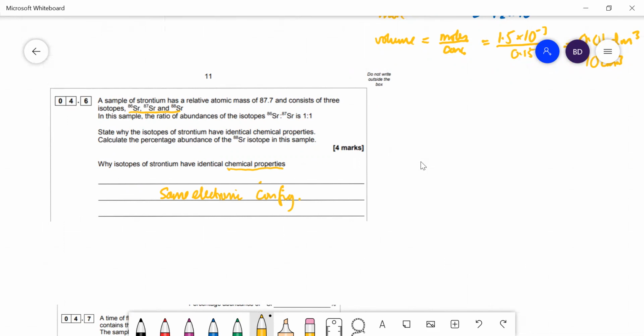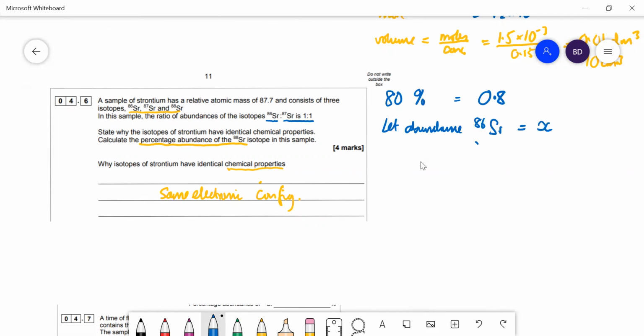Okay, so calculate the percentage abundance of the 88 isotope in this sample. Right, now instead of using percentage abundances, I am going to first of all use decimals, so e.g. if you have 80%, it's easier if you write that as 0.8. It makes the calculations a bit easier. Now it says here the abundance of these two is 1 to 1. So let's say the abundance, as a decimal, of 86 is equal to x. So therefore the abundance of 87 is also equal to x.